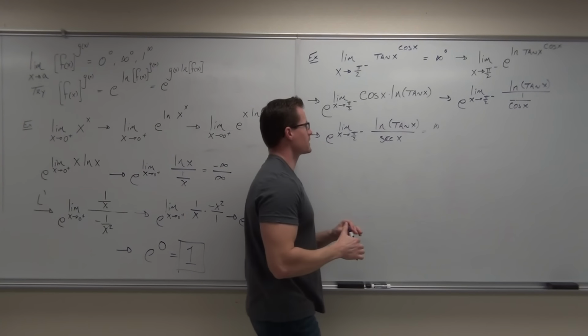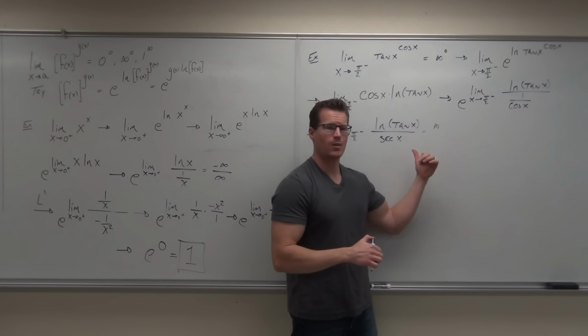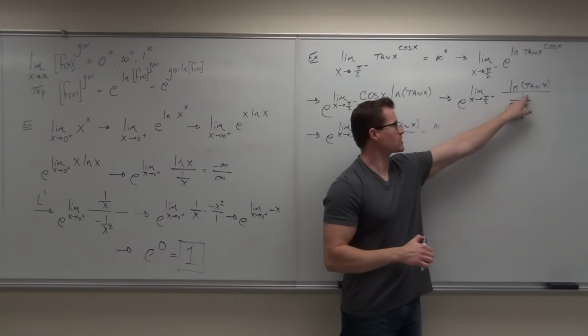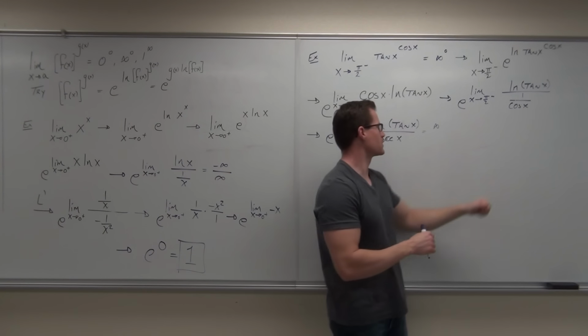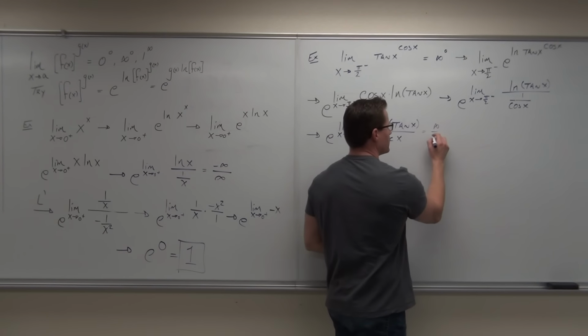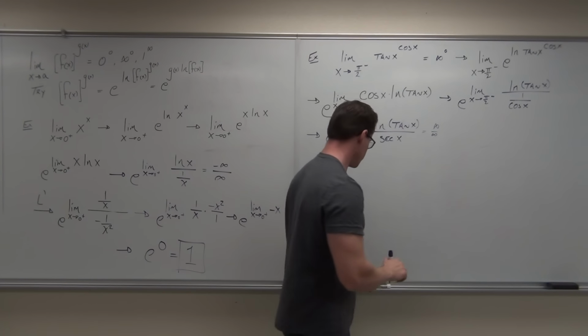Secant x, as x approaches pi over 2. Remember that this is 1 over cosine. How much is cosine of pi over 2? 0. So 1 over 0 is infinity. So this is infinity over some form of infinity. Can we do L'Hopital's rule right now? Yes. Then do it.